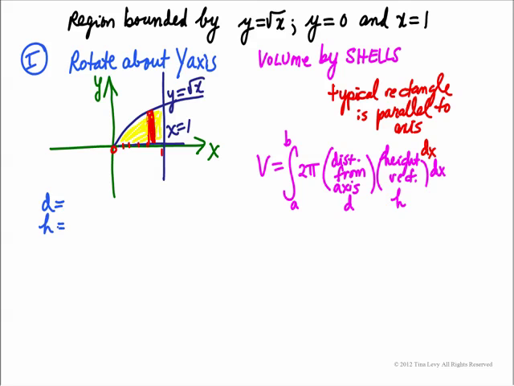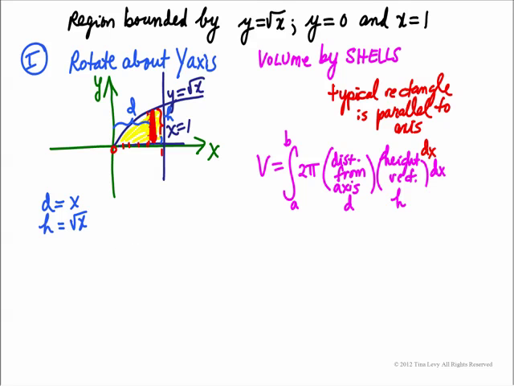D is the distance from the axis of the typical rectangle, but this distance I can see is just x. H represents the length of the rectangle. H is the y value on the curve, which is square root of x.